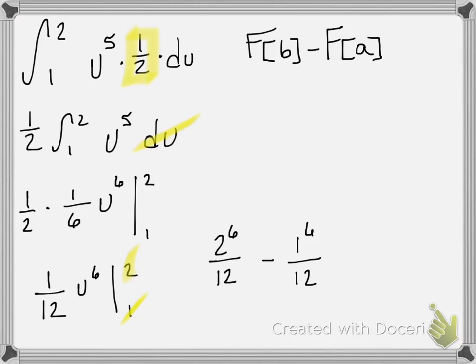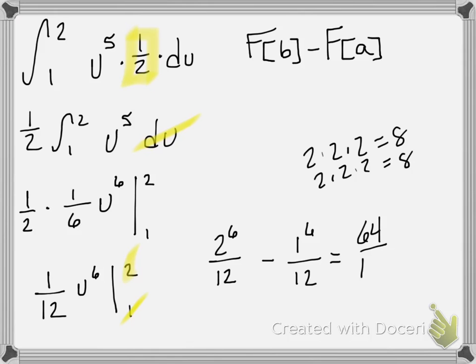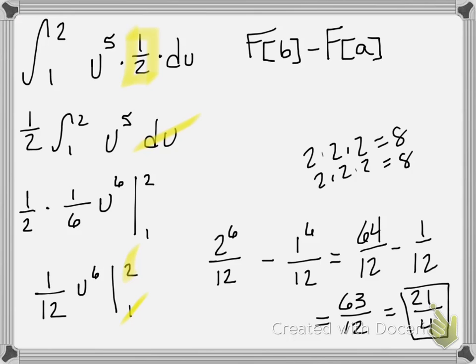Okay, so that gives us 2 to the 6 over 12 minus 1 to the 6 over 12, which is the same thing as 6 2's multiplied together. So 2 times 2 times 2 is 8, and 2 times 2 times 2 is 8. Whenever you multiply 8 and 8, you get 64 over 12 minus, 1 to anything is just 1, so 1/12. That's going to give us 63 over 12. Out of that you can factor out a 3, and that will leave us with 21 over 4. And that should be our answer.